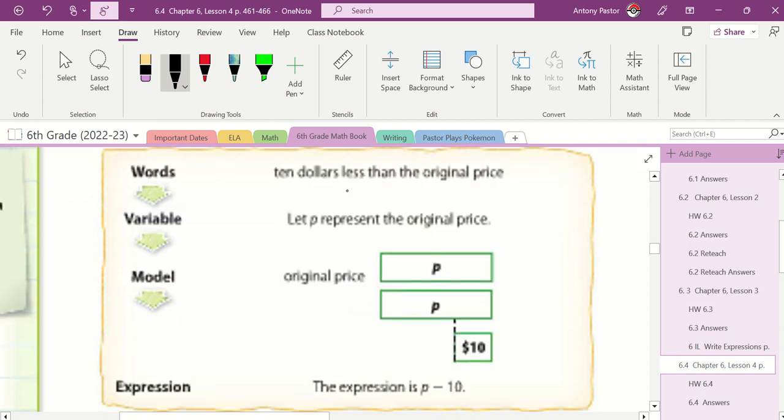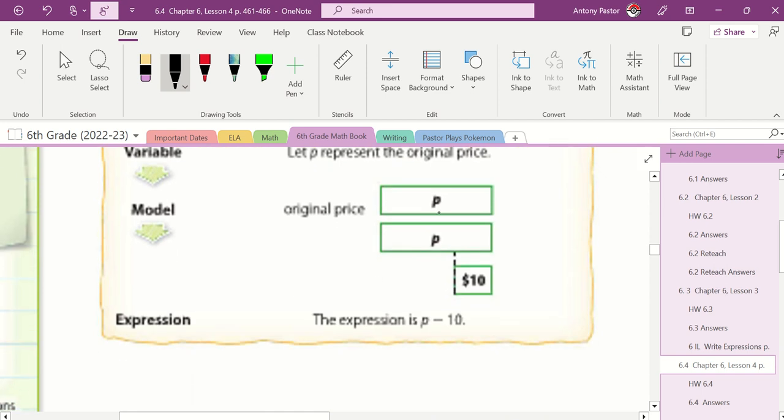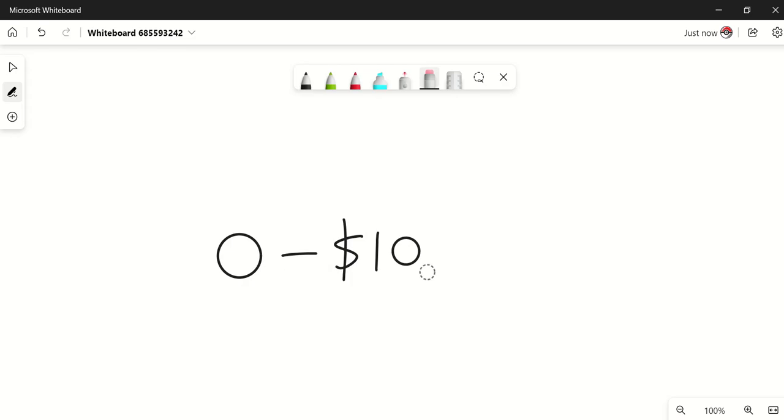The book represented P for price, which is fine. $10 less than the original price. They still highlighted less as being the big thing. So it is the original price, which is P, minus 10, because it's $10 less. So P minus 10. On our side, we used O minus 10. The variable you choose does not matter. So I want you guys to get that in your head.